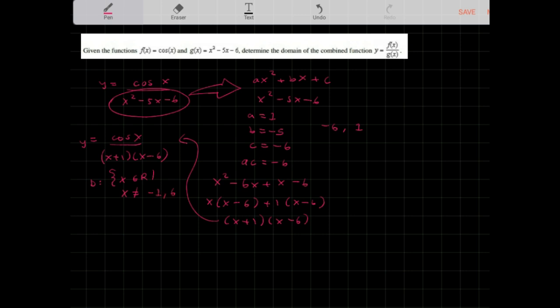Now, it's also important to understand that x should be in radians, right? So because x is in radians, you can have a value that is greater than 1 or less than negative 1, right? So this is your domain: x belongs to all real numbers, x cannot equal negative 1 or 6.